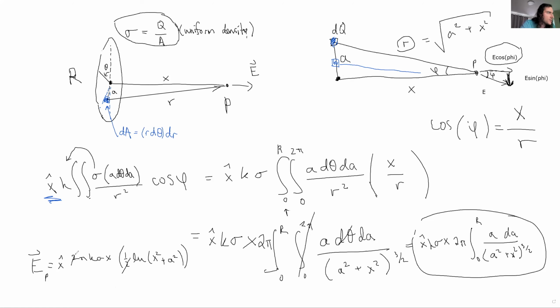The 1/2 here will cancel with the 2. And finally, we have our answer. Pi, Coulomb's constant, sigma, x, natural log of x squared plus a squared.